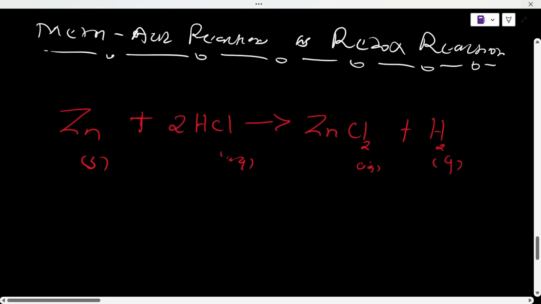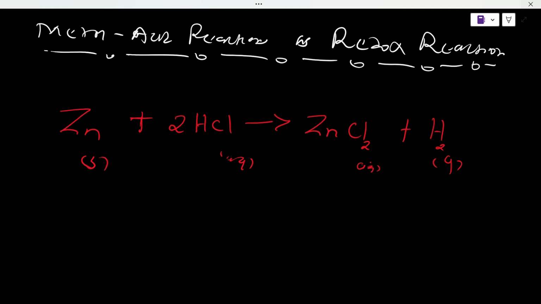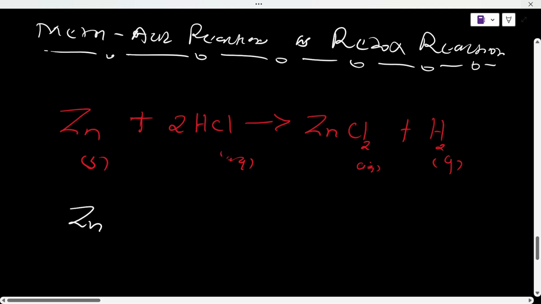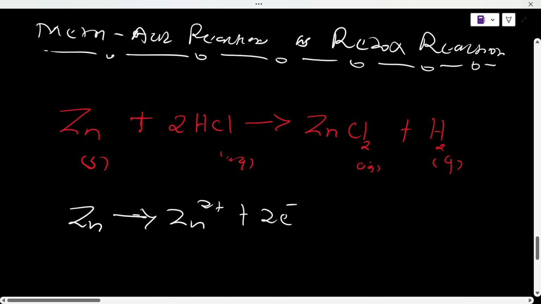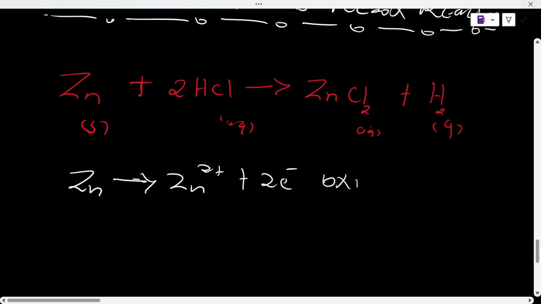So in such a reaction, there are key things that we have to know. How can I write the ionic half equation? The ionic half equation involves zinc removing hydrogen from HCl or displacing hydrogen from HCl. So when that happens, zinc undergoes oxidation half reaction and it will form zinc 2 positive plus 2 electrons. This is oxidation half reaction.